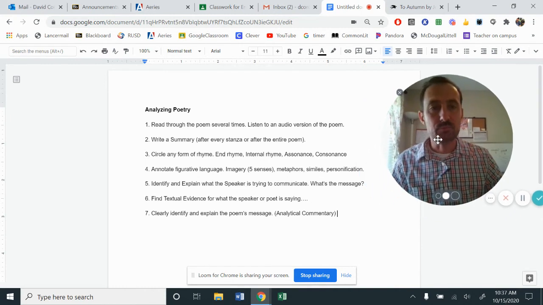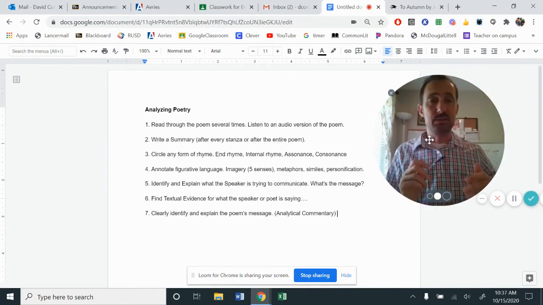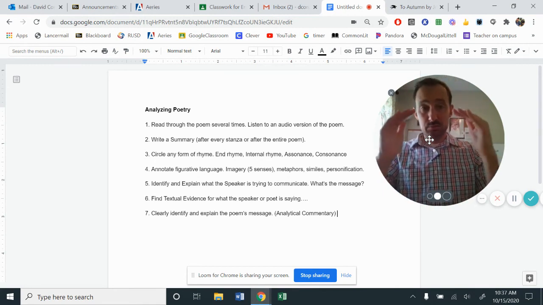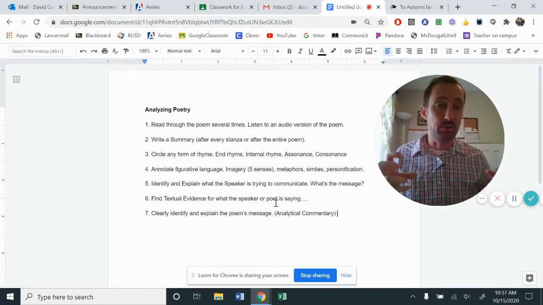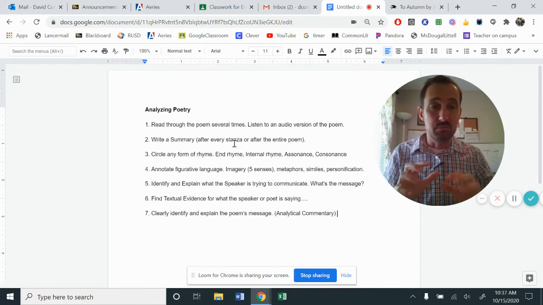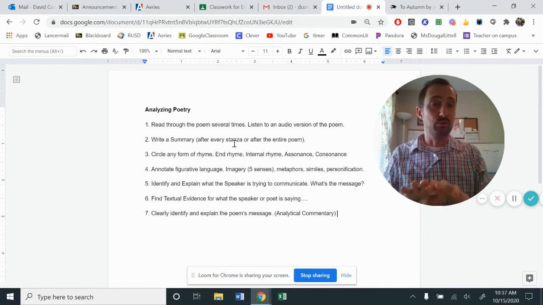Okay. So there's a lot to this. It's not as simple as let me read a poem and let me explain what it's about. Follow these steps and they will help guide you to get to the analytical thing. And again, the more that you pull apart and the more that you jot down and write down, the more you will have to pull from when you do your writing.